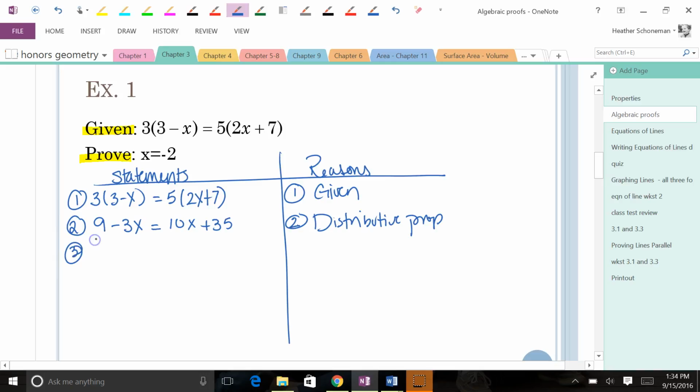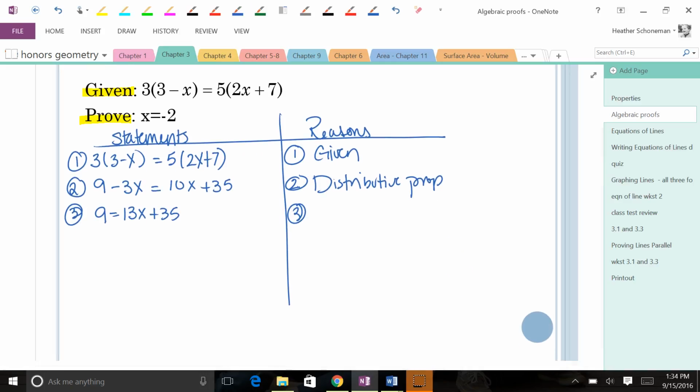Okay, now we're going to continue solving, but we can only do one thing at a time. So most of you might say, well, let's add 3x. So let's do that. That gives us 9 equals 13x plus 35. So again, I didn't show any of my work. I just wrote what happened, and I can only do one thing at a time. So when I do that, I added 3x to both sides. So the property that says you can add the same thing to both sides of the equation is the addition property of equality. Okay, now you do need to write of equality. You can't abbreviate like that. You got to write the whole thing out.